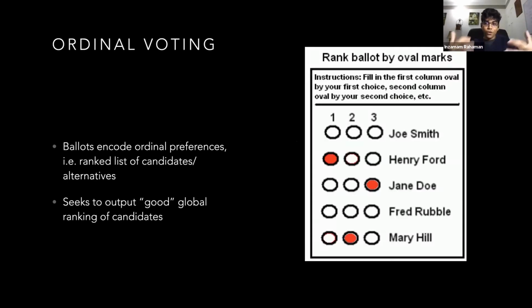Okay, so let's go again to ordinal voting. Ballots encode all preferences, which is a ranked list of candidates/alternatives. And our idea is that we want to output a good global ranking of candidates. Now, just a bit of an aside, because it's going to come up a little bit in our discussions.